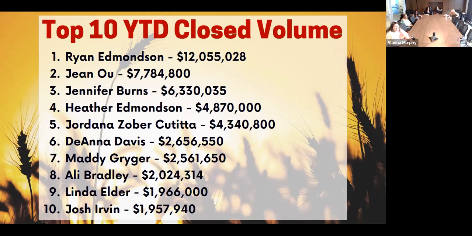Maddie at 2.5. There's my girl Allie at a little over 2 million. That's amazing. Yes, Linda Elder, the birthday girl, 1.9. Josh Irvin, 1.9. Love that. So close. Congratulations, great work, everybody. Huge year-to-date numbers. Love it.